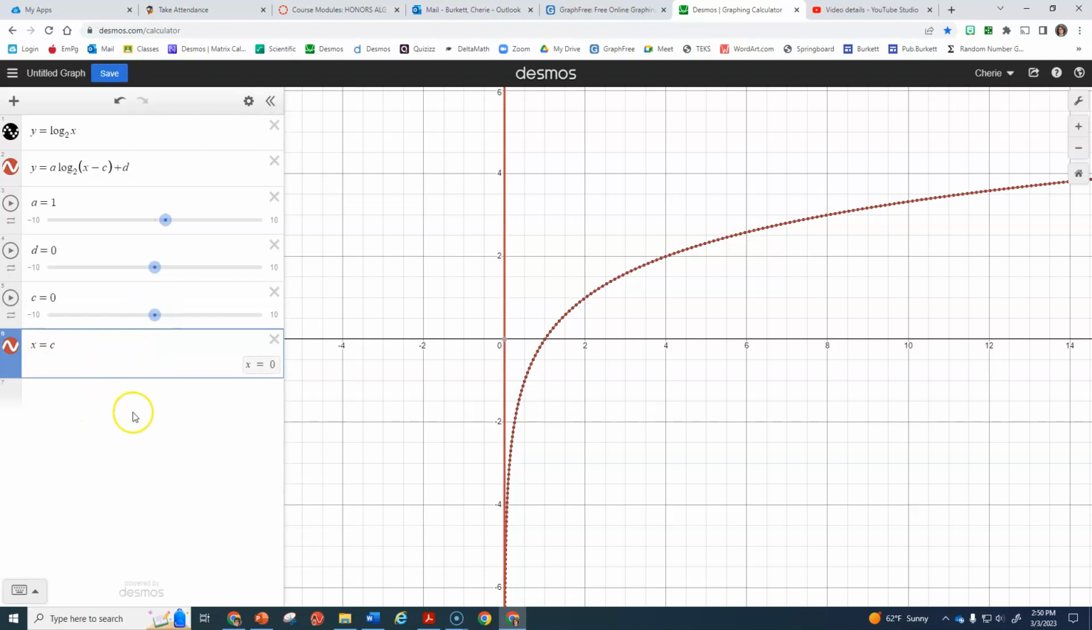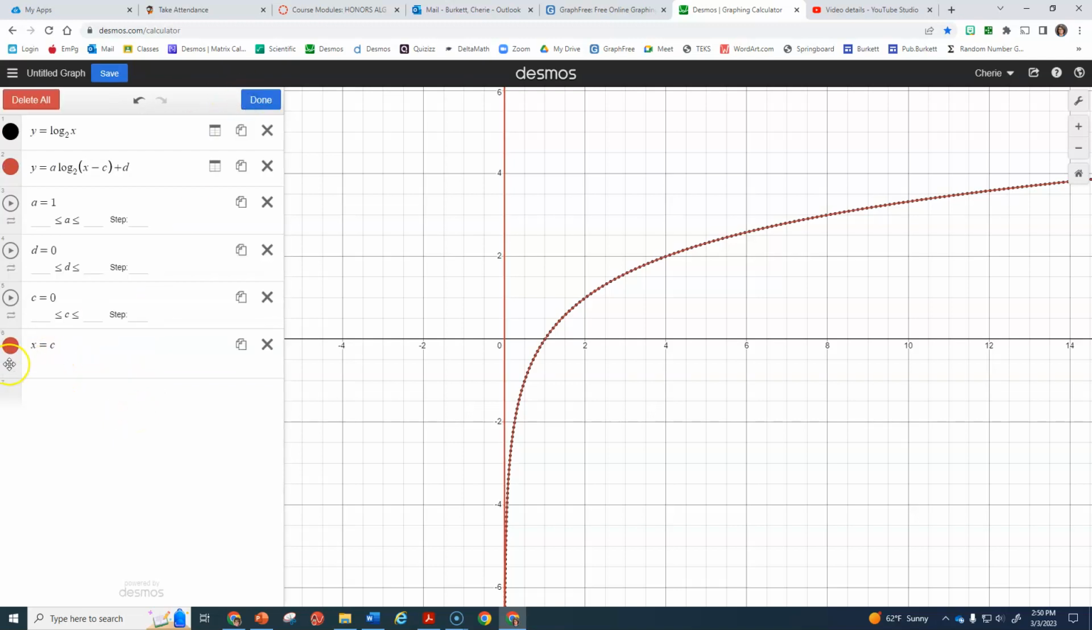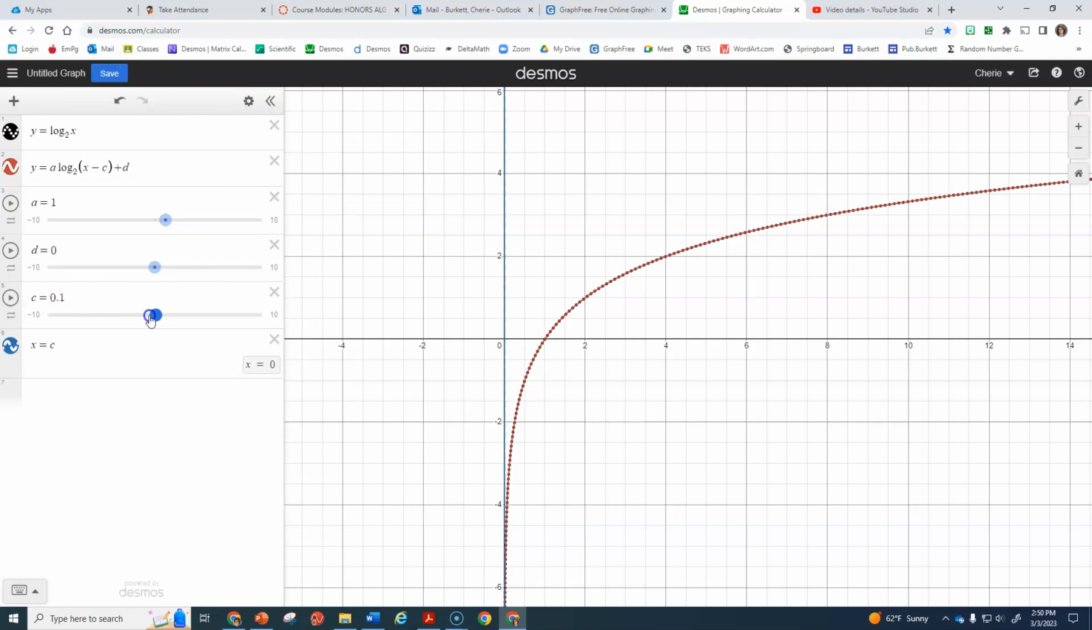So let's change the color of this real quick. Let's make it blue, and let's make it dotted like that. Okay, so as I change this, now you can see that the asymptote is moving with it. So we can see easily that the values of C move the graph left and right. If C is a positive number, we move it to the right. If C is a negative number, it moves to the left.